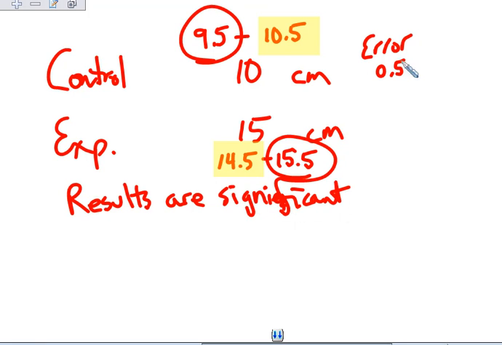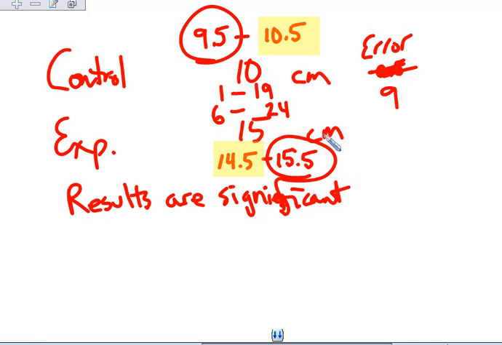But if the error were large, like let's say 9, then the control group could have been anywhere from 1 to 19, and the experimental group could have been anywhere from 6 to, add 9, 24. Well, there's a lot of overlap there in that 6 to 19 range. So you would say those results are not significant, that we got 10 and 15 this time. Any other time it could have been 1 and 24, and so it wouldn't be any surprise that you got 10 and 15. So then we would say the results are not significant.